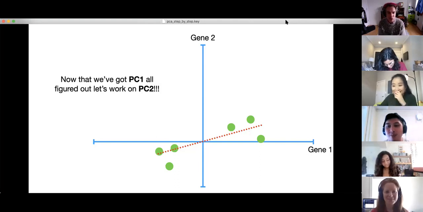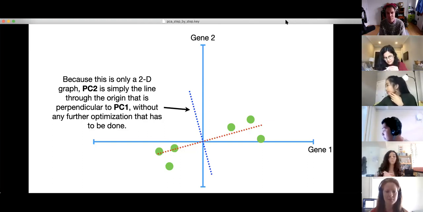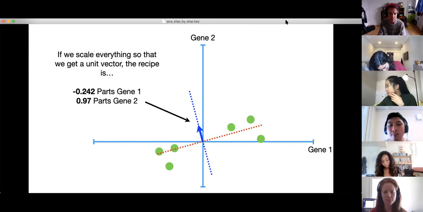Anyways, now that we've got PC1 all figured out, let's work on PC2. Because this is only a two-dimensional graph, PC2 is simply the line that goes through the origin that is perpendicular to PC1 without any further optimization that has to be done. It's just the line perpendicular to PC1. And that means that the recipe for PC2 is -1 parts gene 1 to 4 parts gene 2. And if we scale everything so that we get a unit vector, the recipe is now -0.242 parts gene 1 and 0.97 parts gene 2.